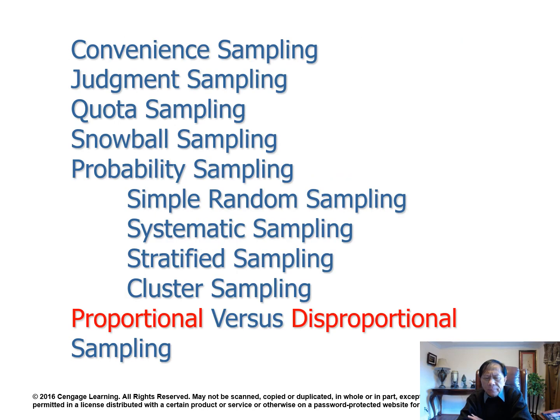And here are some sampling methods. Here's a convenience sample, judgment sampling, quota sampling, snowball sampling, and then there are probability samplings: simple random sampling, systematic sampling, stratified sampling, and cluster sampling. And then we talk about proportional versus disproportional sampling. You should understand all those.